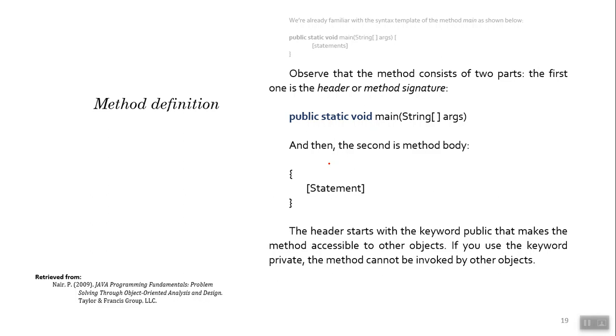So the header starts with the keyword public that makes the method accessible to other classes or objects. If you use the keyword private, the method cannot be invoked by other objects. Most of the time, methods have the access modifier public in order for other classes or objects to use that method.